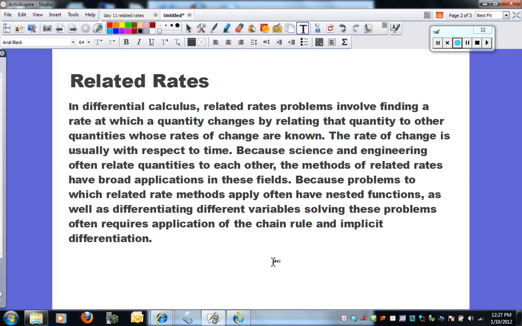Because science and engineering often relate quantities to each other, the methods of related rates have broad applications in these fields, and you'll see some of them over the course of the next couple of days. Because problems to which related rate method applies often have nested functions as well as differentiating different variables, solving these problems often requires application of the chain rule and implicit differentiation, so please recall that.